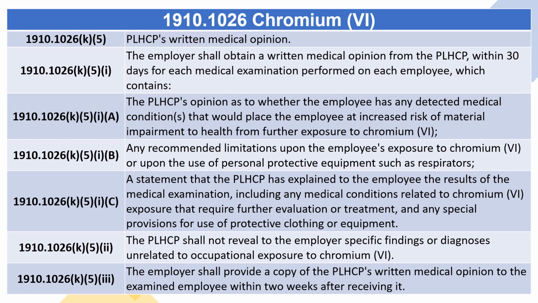1910.1026 (k)(5). PLHCP's written medical opinion. (k)(5)(i) The employer shall obtain a written medical opinion from the PLHCP within 30 days for each medical examination performed on each employee, which contains (A) through (C): the PLHCP's opinion as to whether the employee has any detected medical conditions that would place the employee at increased risk of material impairment to health from further exposure to chromium (VI); any recommended limitations upon the employee's exposure to chromium (VI) or upon the use of personal protective equipment such as respirators; and a statement that the PLHCP has explained to the employee the results of the medical examination, including any medical conditions related to chromium (VI) exposure that require further evaluation or treatment, and any special provisions for use of protective clothing or equipment.